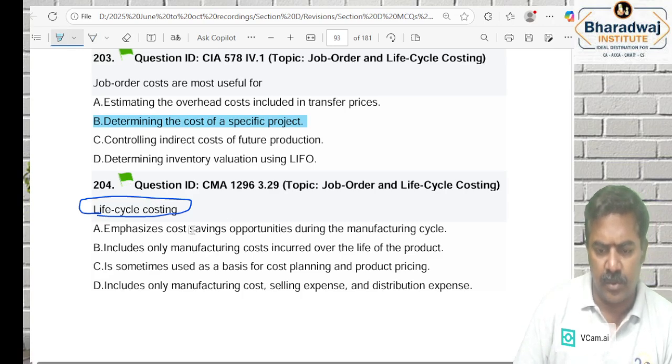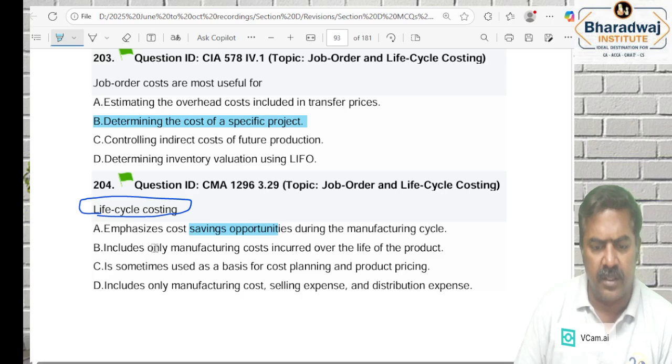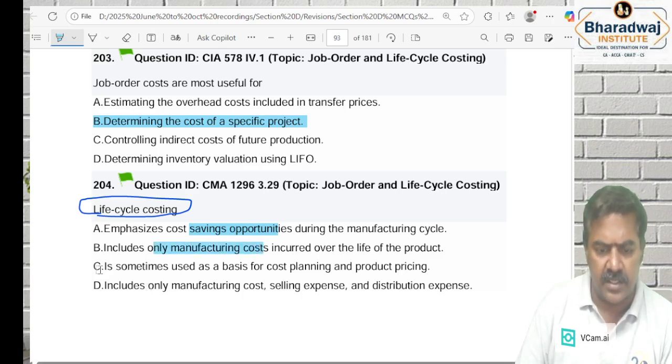There is no such thing like savings opportunity. It is not that we are including only manufacturing cost. It is not this. Okay, answer is C.